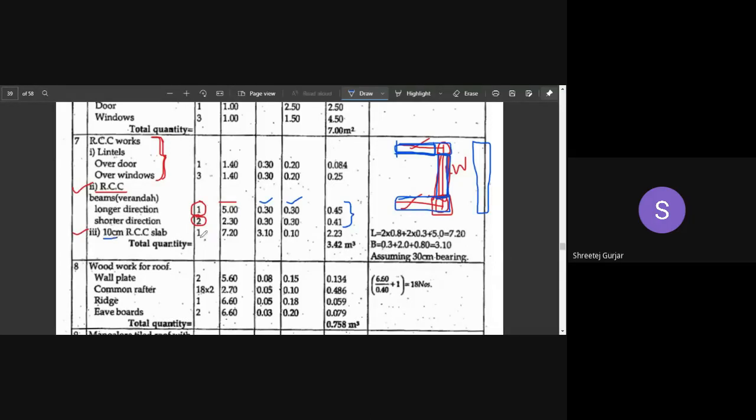10 centimeter. The length is 7.2, and the breadth is 3 meters. So how have we arrived at this 7.2? It is 2 into 0.8, plus 2 into 0.3, plus 5. So we will look into what is this 0.8 and 0.3.